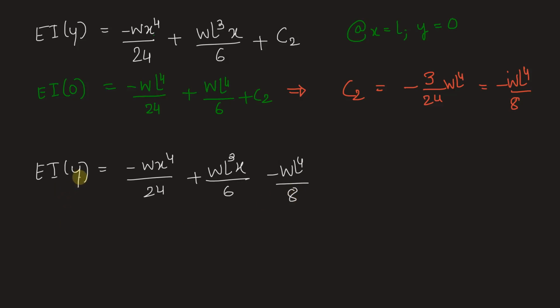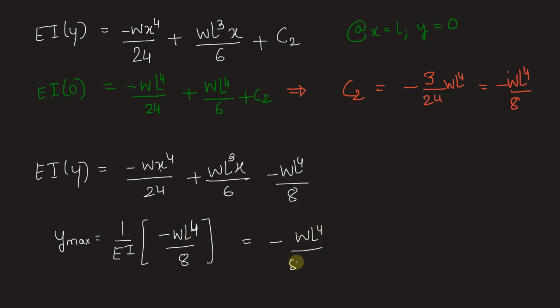So now deflection at free end, that is y max, will be equal to 1 by EI into, when putting 0 in the first and second term, the terms become 0. Only term remaining is minus WL raised to 4 by 8. So the deflection that we have here is minus WL raised to 4 by 8 EI. This is negative because it is downward. So we can write the maximum deflection is WL raised to 4 by 8 EI downward.